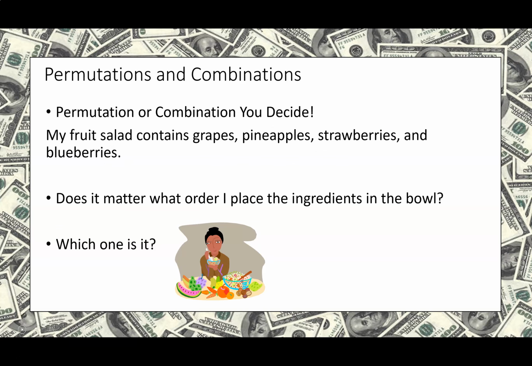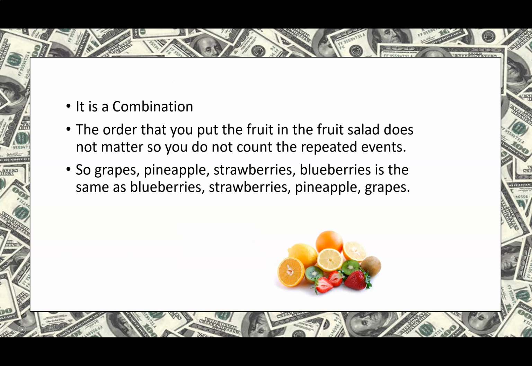Okay, now you choose here. My fruit salad contains grapes, pineapples, strawberries, and blueberries. Doesn't matter what order I place the ingredients in my bowl. Which one is it? This one's a combination because the order that you put the fruit salad in the bowl does not matter. For example, grapes, pineapple, strawberries, blueberries is the same thing as blueberries, strawberries, pineapples, grapes. That's kind of the same situation with the combination from the fast food restaurant that I was talking about.